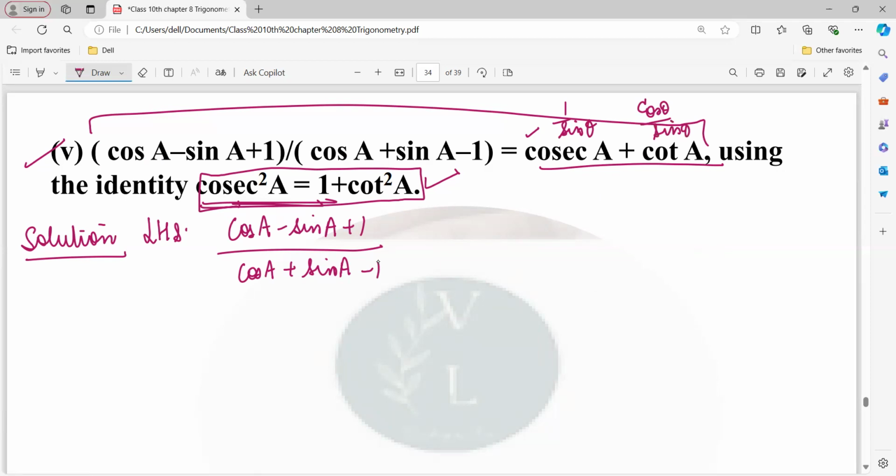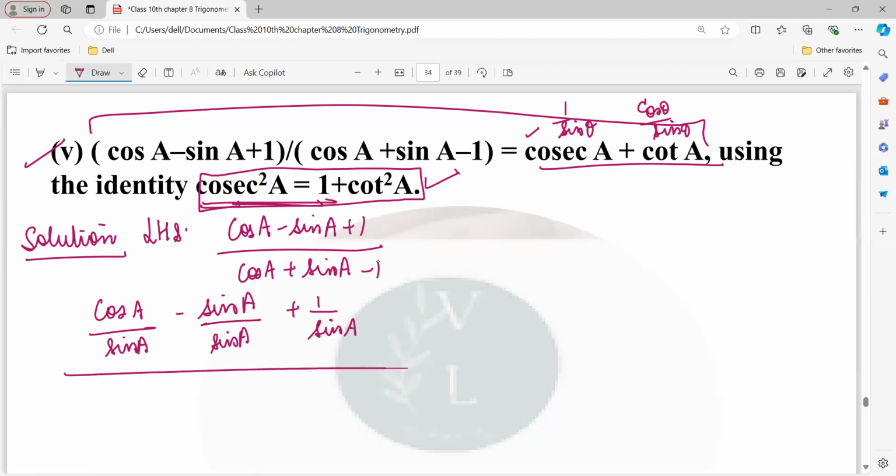So what we'll do? First of all, we will divide the numerator and denominator by sin A. So we'll get cos A upon sin A minus sin A upon sin A plus 1 upon sin A for the numerator. And for the denominator also, we'll get cos A upon sin A plus sin A upon sin A minus 1 upon sin A.